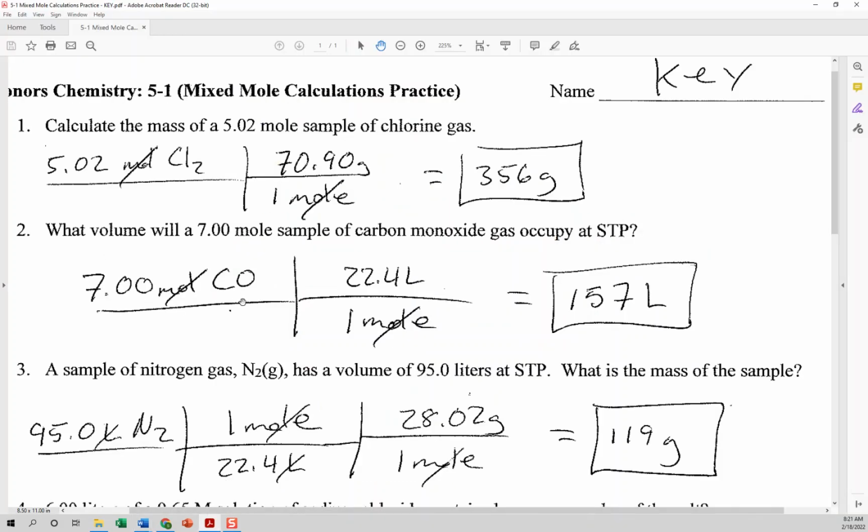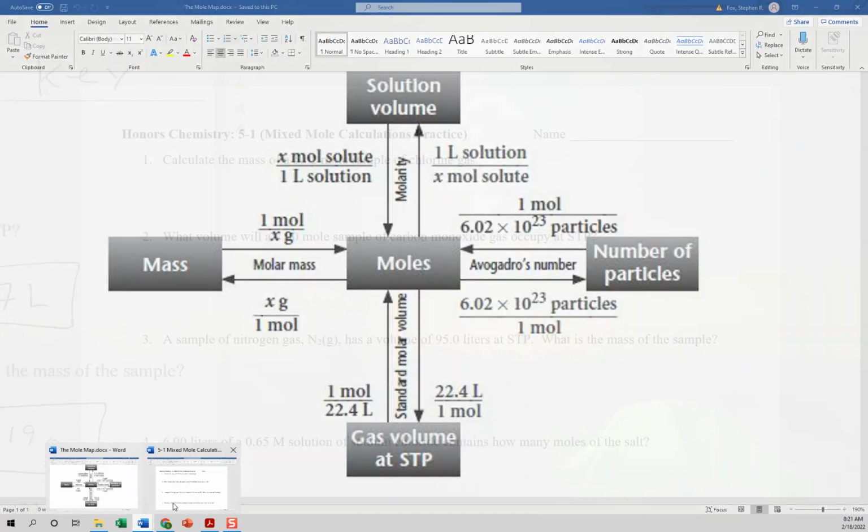So I take my 7 moles of carbon monoxide, CO, and I multiply by that ratio. Moles cancel out, and I'm left with liters. Both the molar volume, 22.4 liters, that has 3 sig figs, and the 7 has 3 sig figs, so I got to round my final answer to 3. And there we go. All right. So let's go to the next one.